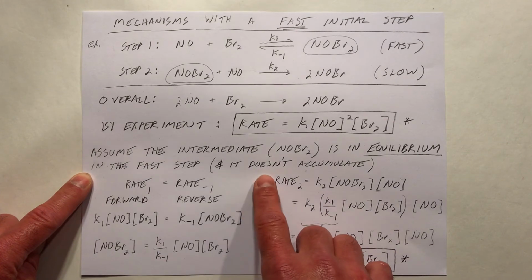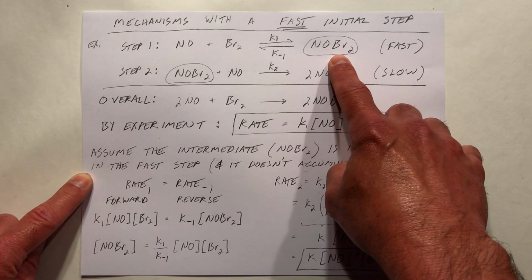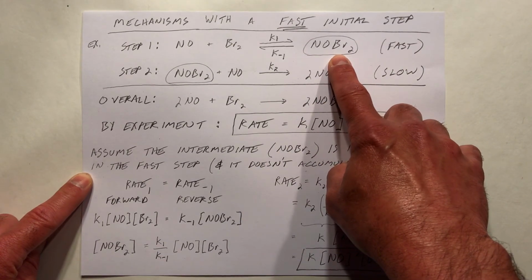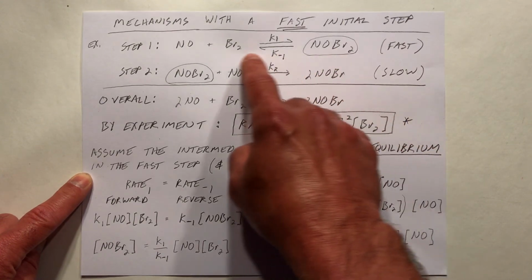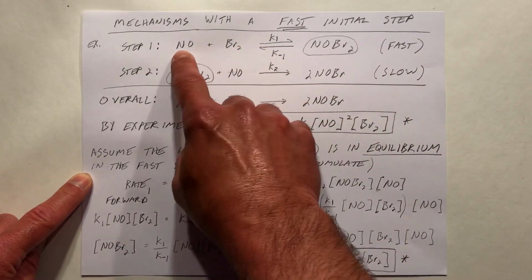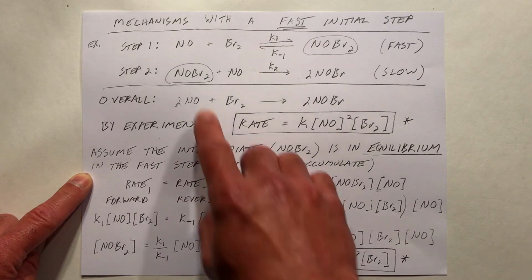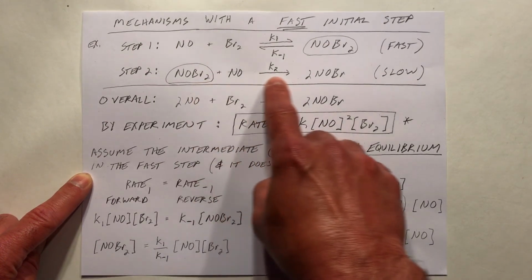And also we're going to make the assumption that the intermediate doesn't accumulate in any big numbers, that the intermediate is either reacting backwards to form these chemicals, or some of it is slowly forming this chemical.